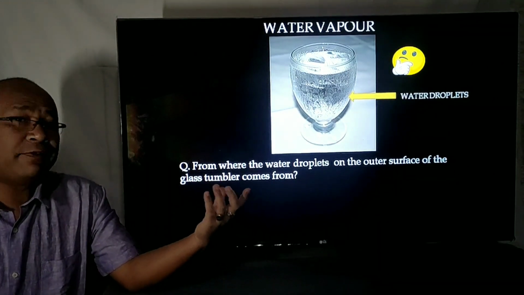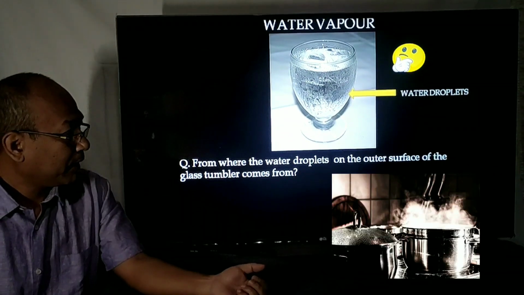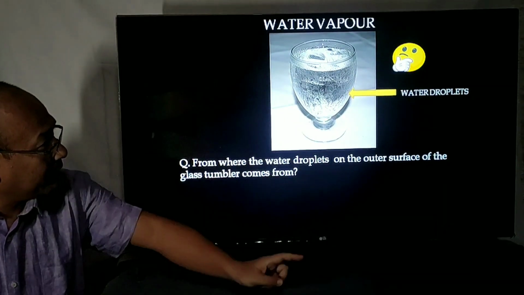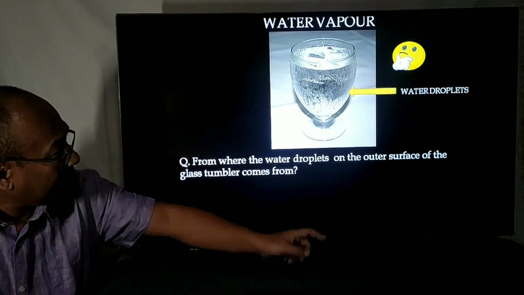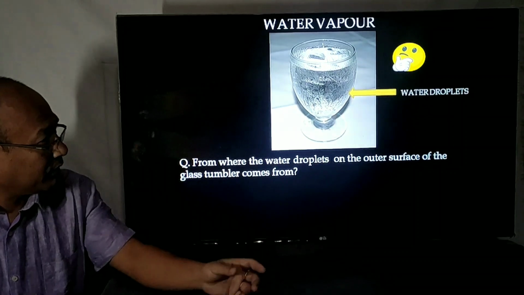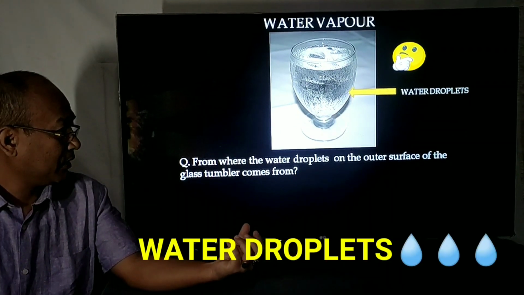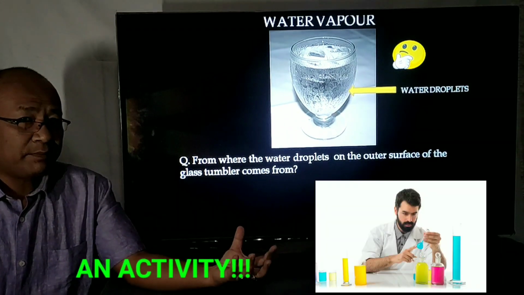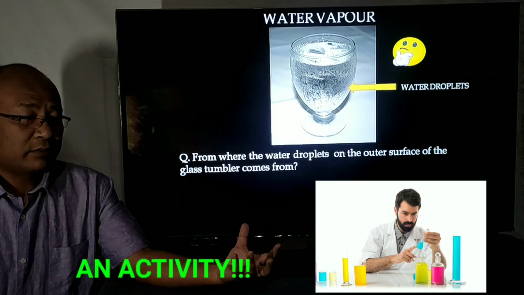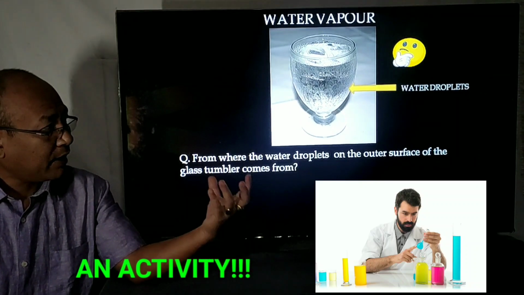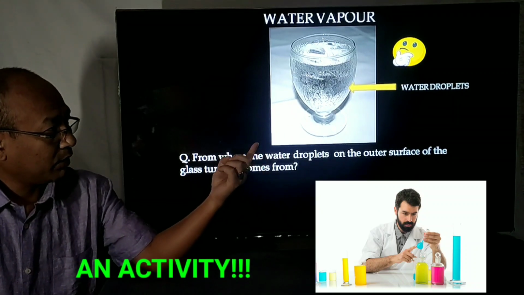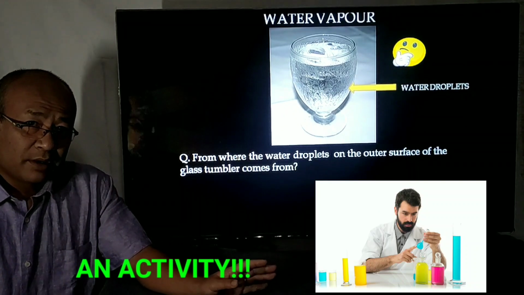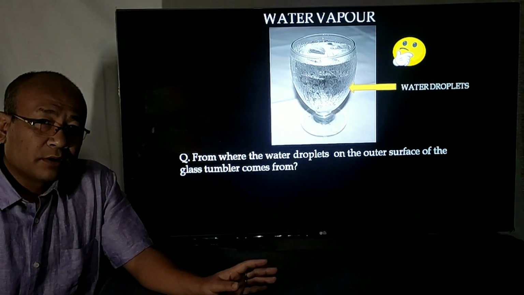So let's start with the first component of air, that is water vapor, right? Now, here a glass tumbler filled with ice is shown, and on the outer surface of the glass tumbler, you can see a few water droplets. So, where do these water droplets come from? I have an activity which can really prove that water vapor is present in air, and due to this, the water droplets start to appear on the outer surface of the glass tumbler. So let's watch the video together.